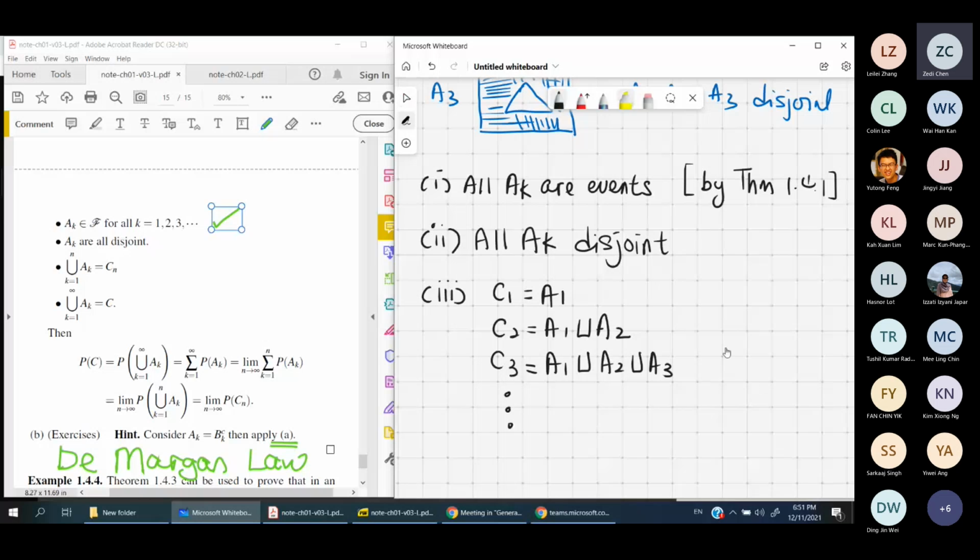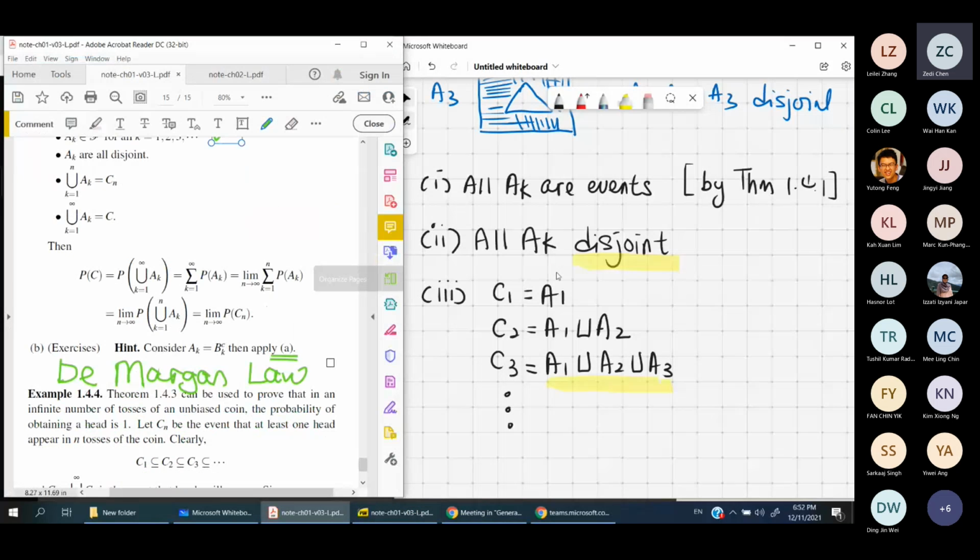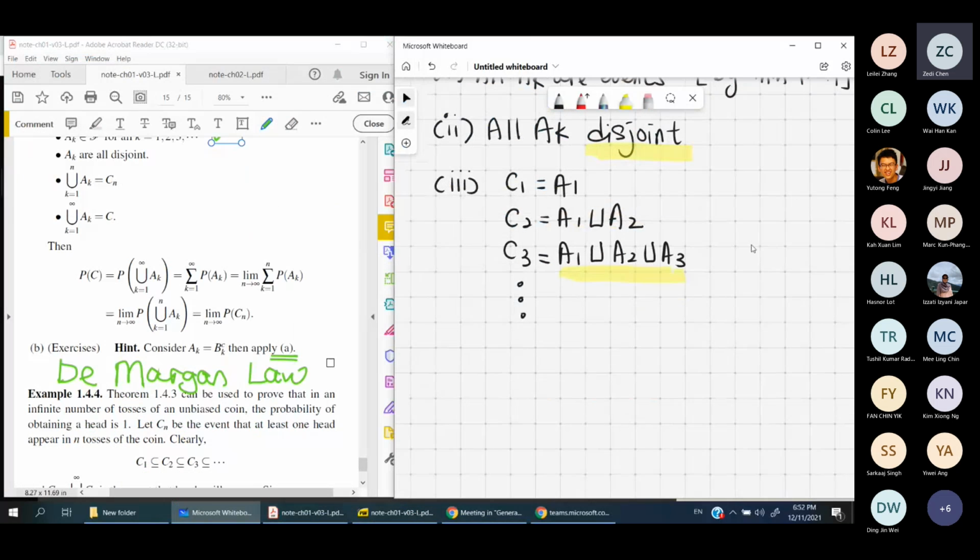Okay, so now what have we got? We have constructed something that are destroyed. And also we have something that is a union, right? Now we go back to our properties here, definitions. Okay, if AK are destroyed, then we have this. This is our definition 1.1.2 part 3. Okay, so we can go back to our calculations. Once we have these properties, we can work out our calculation.